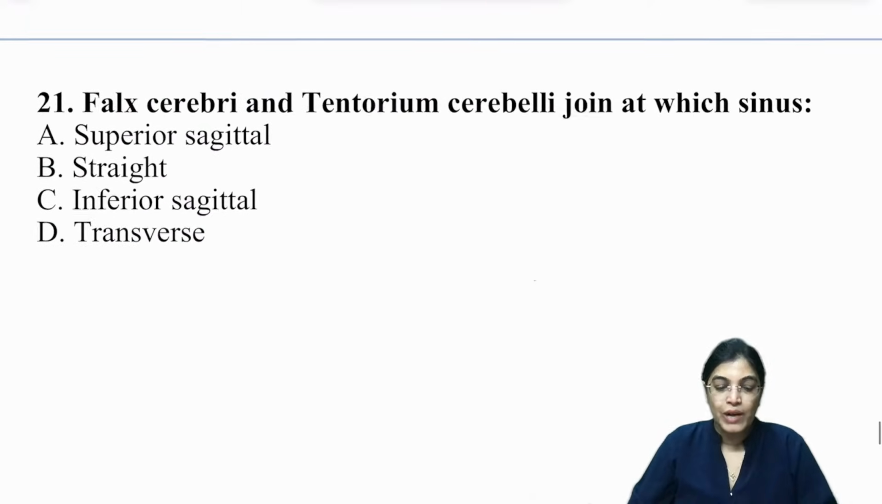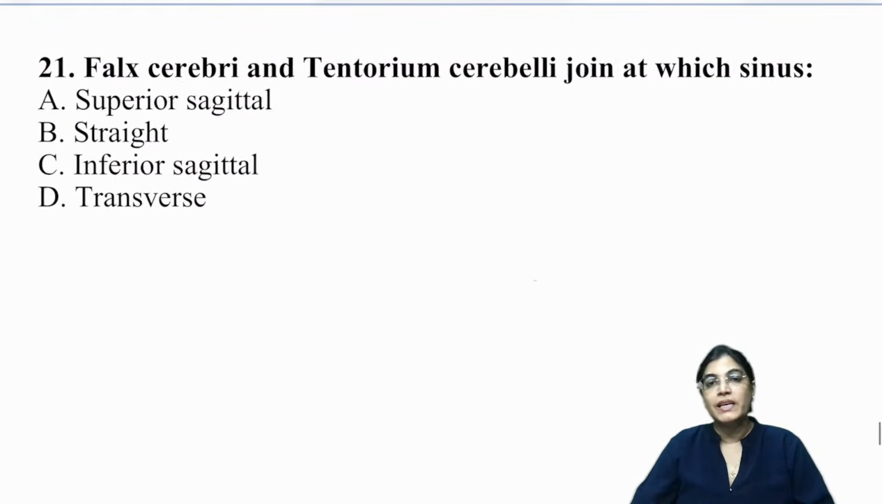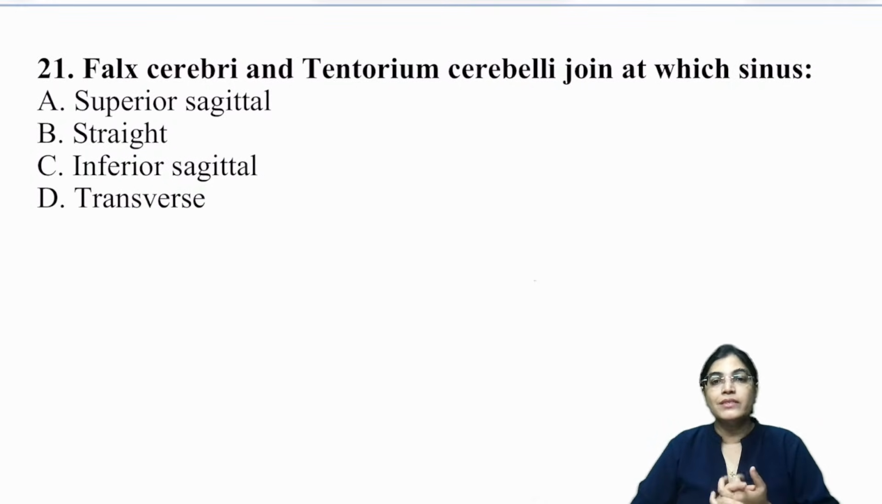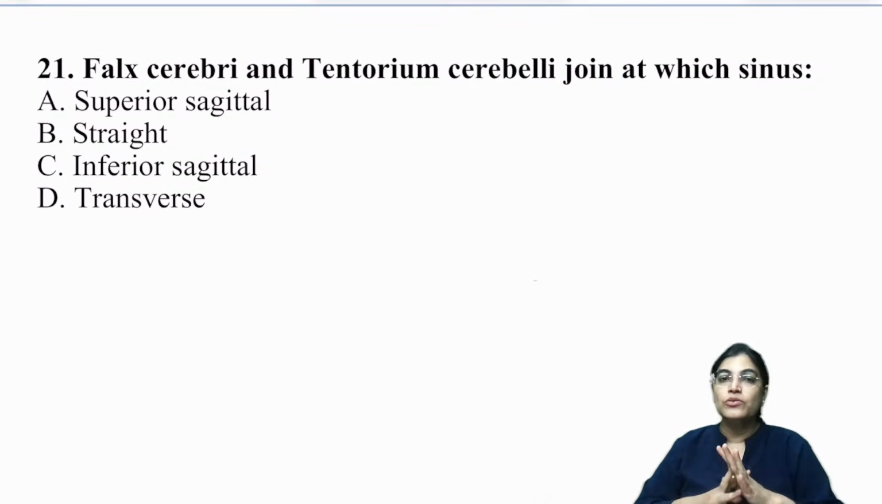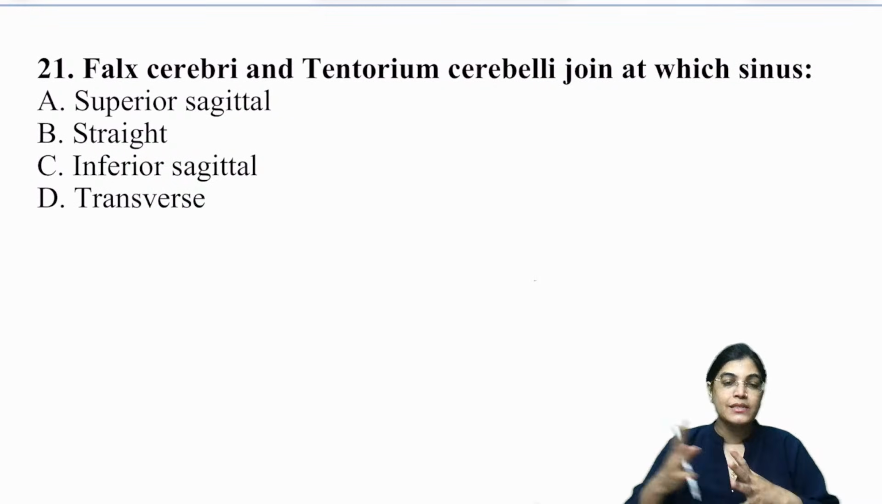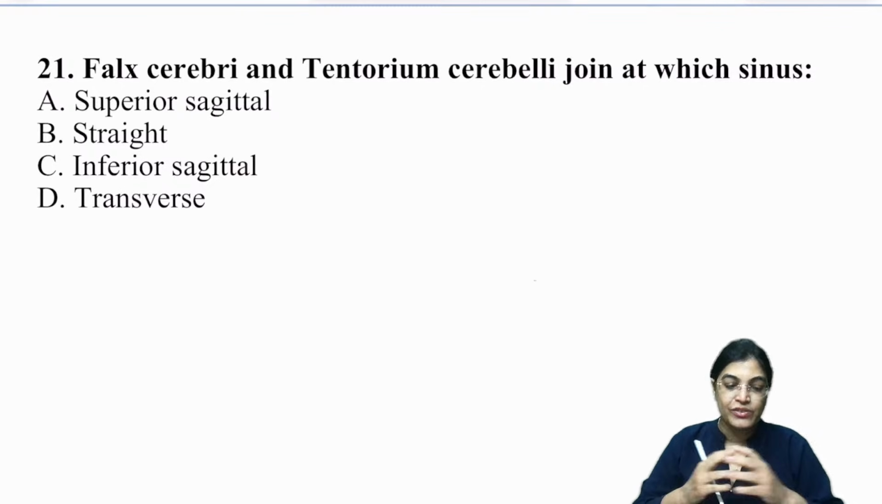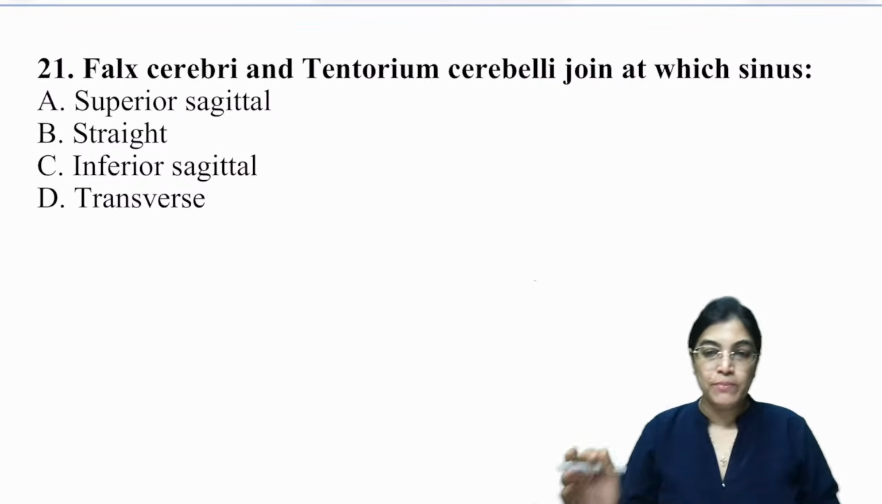Now coming to falx cerebri and tentorium cerebelli. Falx cerebri and tentorium cerebelli join at the level of which sinus? Falx cerebri and tentorium cerebelli are dural folds, and these dural folds join at a junction where one important sinus is located. The name of that sinus is the straight sinus. So I would like to show you an image for it.